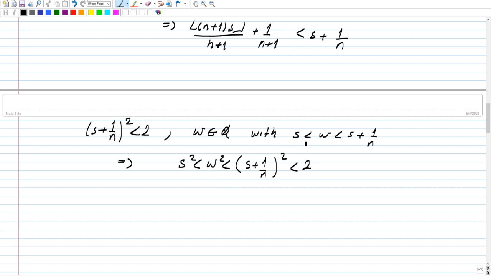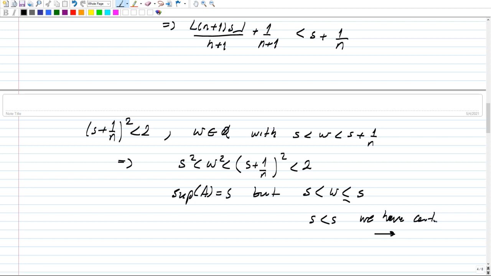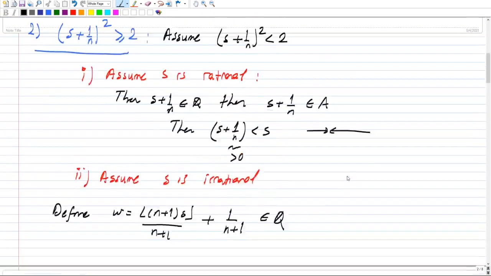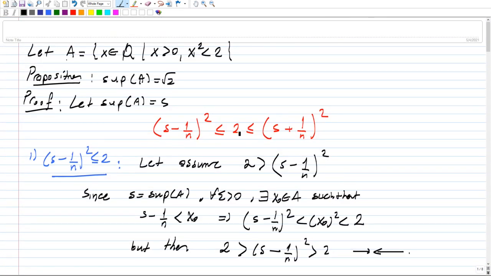So it contradicts the idea that sup A is S, because S should be bigger or equal to any element in the set, but we have a contradiction. So we proved our main key idea here.